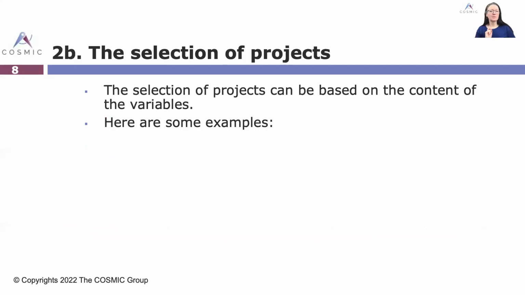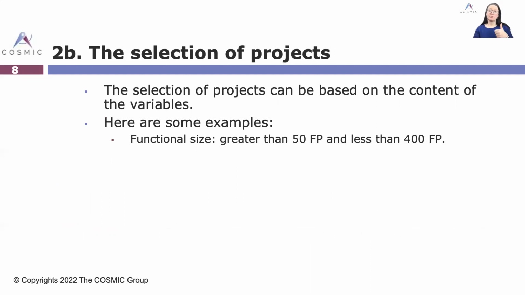So we need to select projects from now on. The selection of projects can be based on the content of the variable. Here are some examples. The functional size. Suppose that our project, whether we have only one project or just a couple of projects, has a functional size that is between 50 function points and 400 function points.